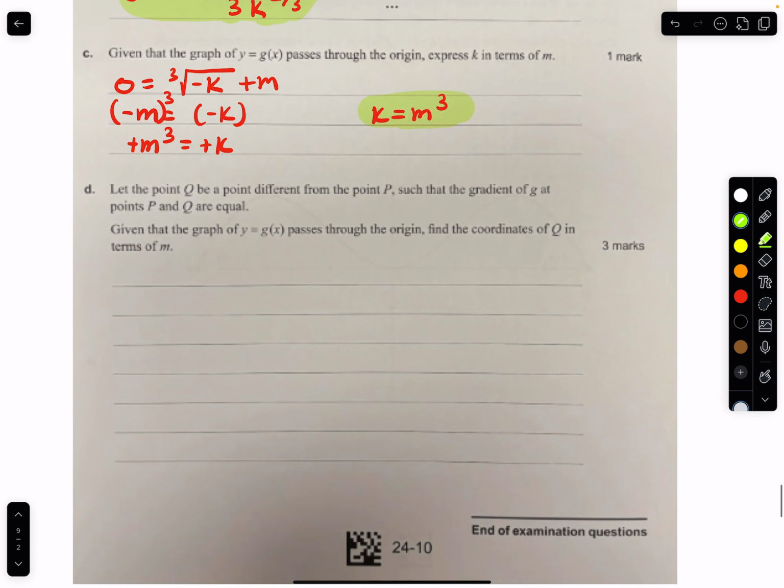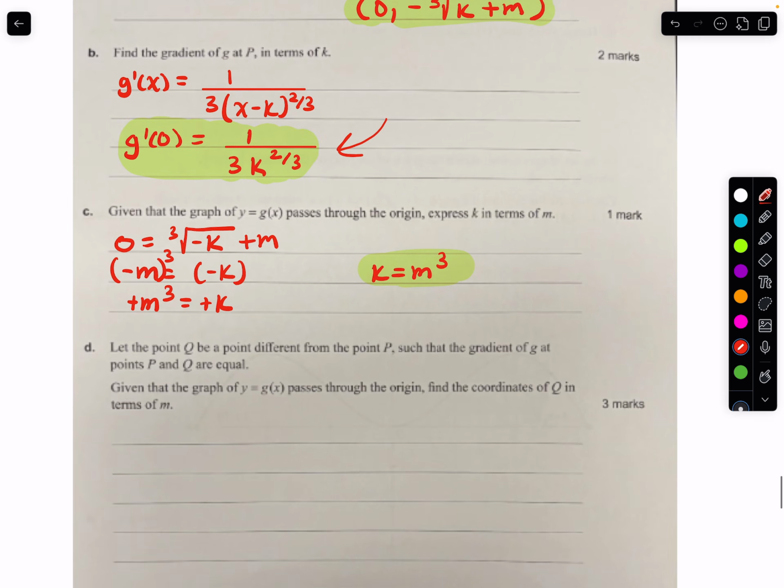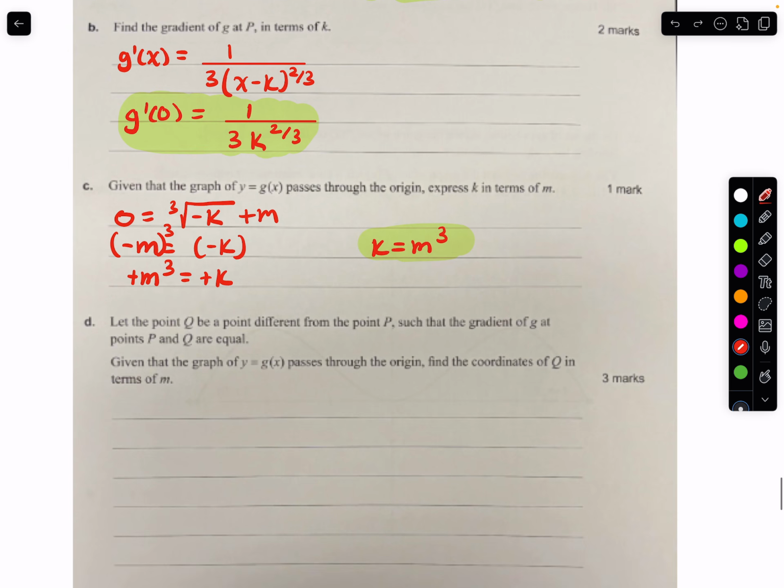3 marks. Last question. Wow. Let the point Q be a point different from P such that the gradient of g at point P and Q are equal. So the gradients are equal. This is great. So you know how this is the gradient at P? The coordinate of Q has the same gradient, basically. Given that the graph of y equals g of x passes through the origin, of course, find the coordinates of Q in terms of m.